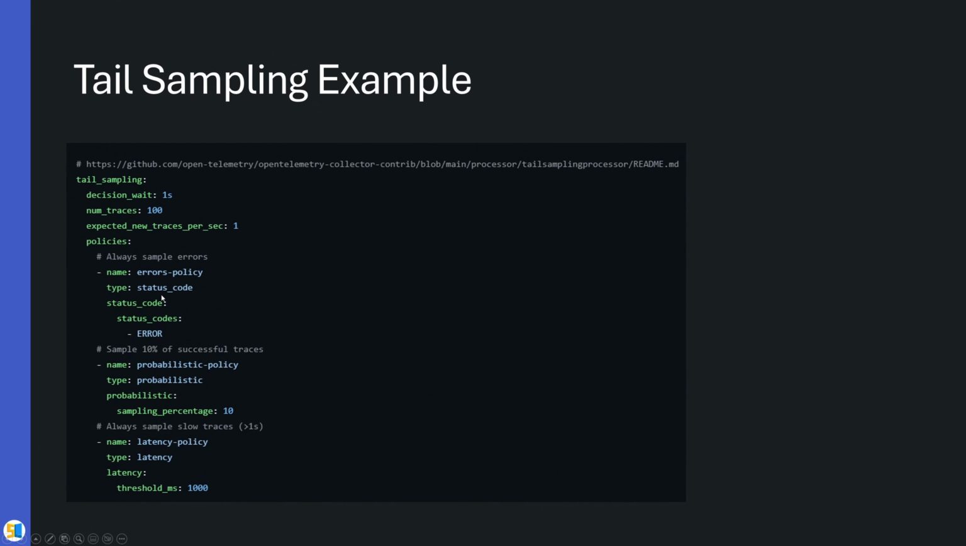We can set the policies. For example, I want to always sample errors, so I can create an errors policy with type status code where the status code is error. But I also want to sample 10% of OK successes by using a probabilistic policy with sampling percentage 10. And then I want to make a latency-based policy with type latency with a threshold of 1 second. So if a trace is slow, over 1 second, it will be sampled.